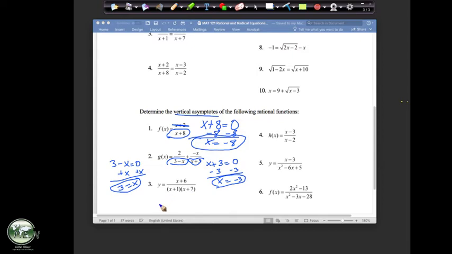Well, you could FOIL it out, but you'd make things harder on yourself. But let's think about this property. When I have 0 times something, what do I get? 0. Good.